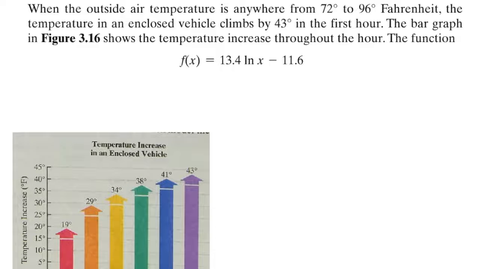All right, so how can I use this to solve? When the outside air temperature is from 72 to 96 Fahrenheit, the temperature in an enclosed vehicle climbs by 43 degrees in the first hour. The bar graph shows the temperature increase through the hour. The function is f of x equals 13.4 ln of x minus 11.6.